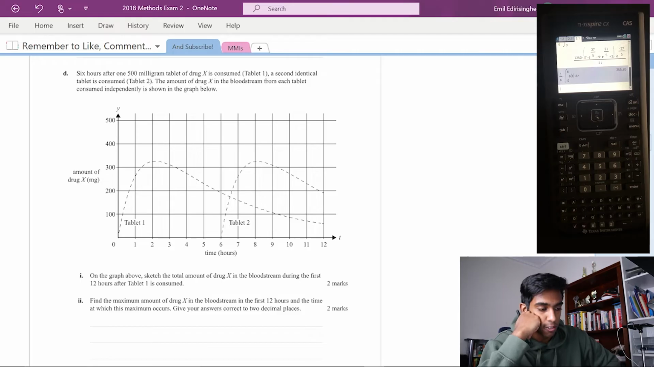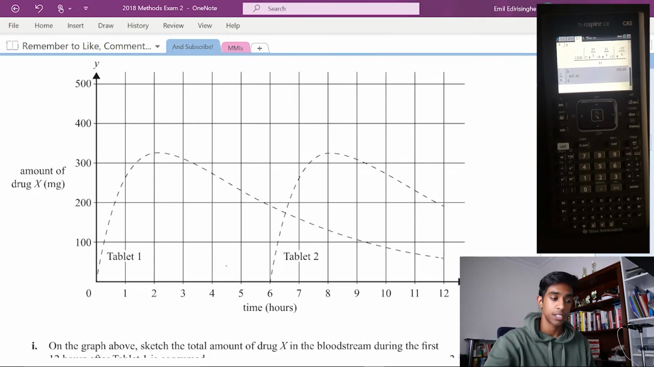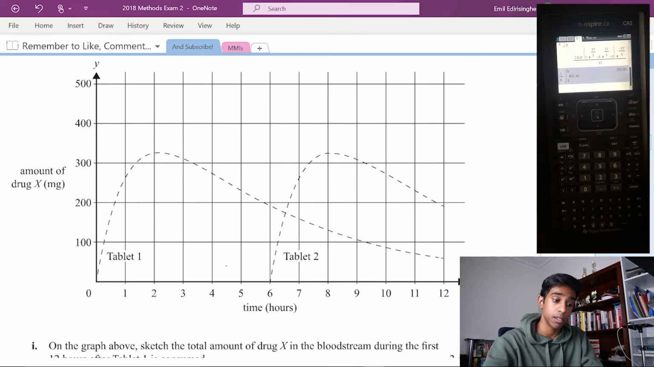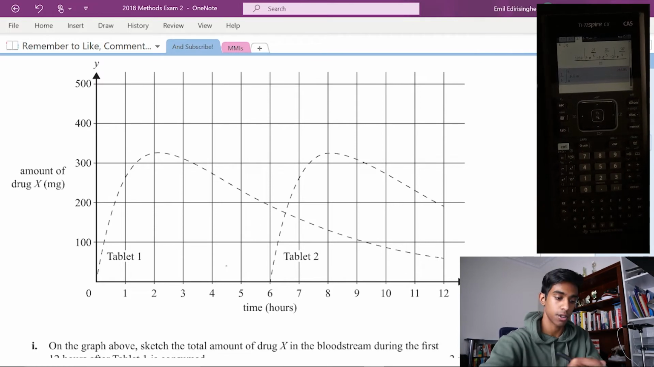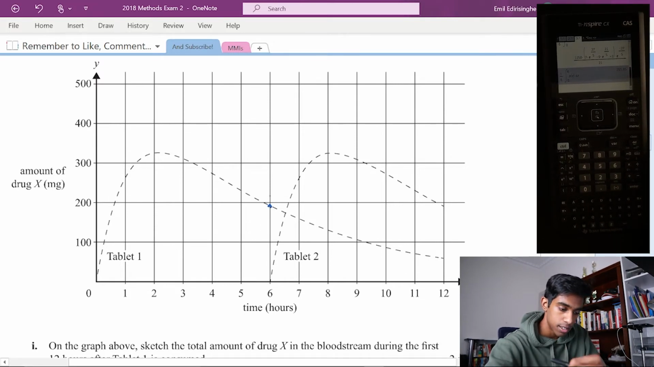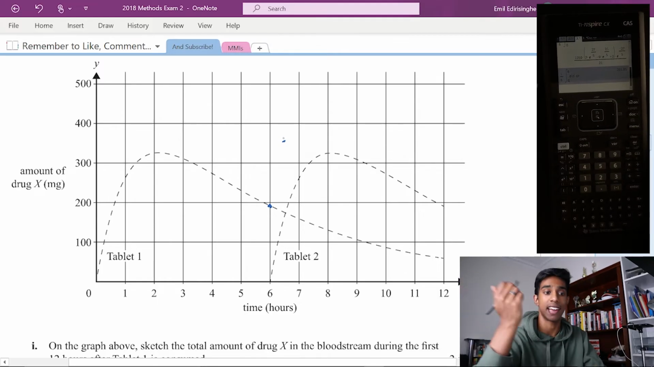Then we're told 6 hours after one 500 milligram tablet is consumed, a second identical tablet is consumed. Then they tell us that the amount of drug X in the bloodstream is shown on the graph below. And then we've got to sketch the total amount during the first 12 hours. So now, since we've got to add these two functions together, we can draw them by just getting the best points to look at. So what we get is this point here, because it starts at 0, and then we're adding it to here. And then we've also got these two points added together. So that will be double that. So we'll get around here. And then we've got the whole function just being added together.